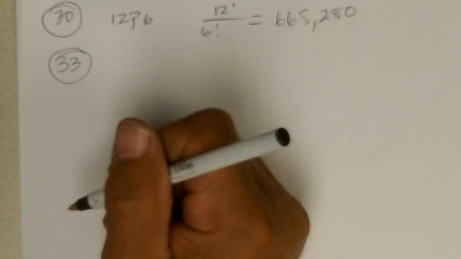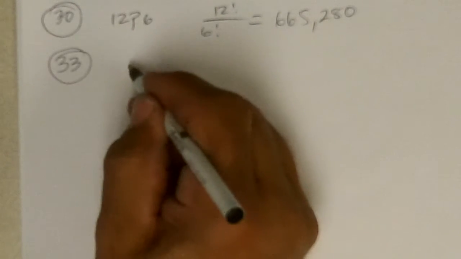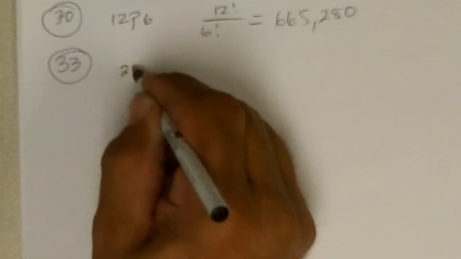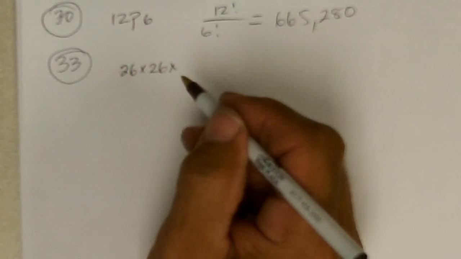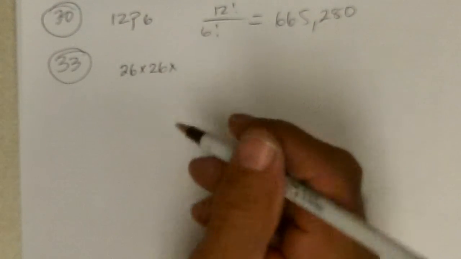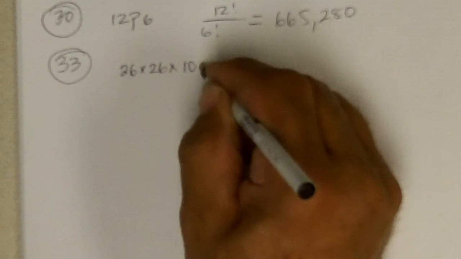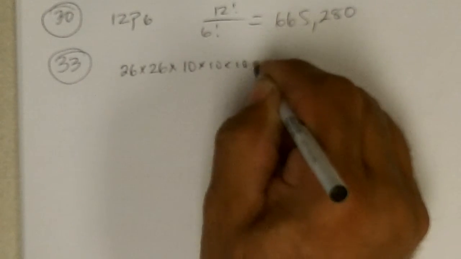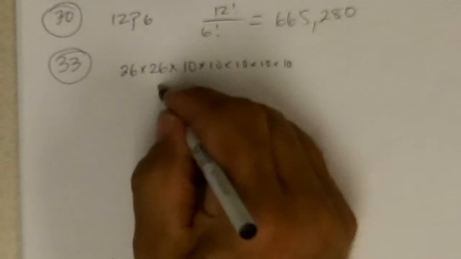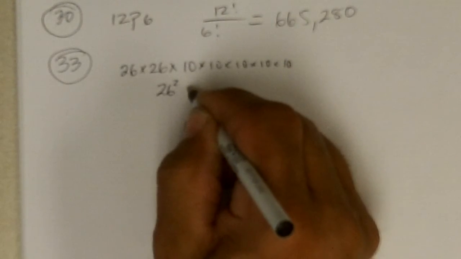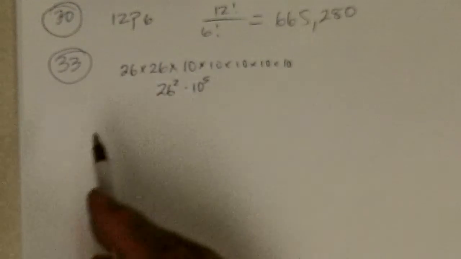33 says, how many license plates can have the form of XXYYYY, where X is a letter? So there's two of them. So 26 times 26 times, and Y is a numeral, 0 to 9, and there's five of them. So 0 to 9 is 10 numerals. Times 10 times 10 times 10 times 10. So, or 26 squared for two letters, times 10 to the fifth for the five numbers. You can work that out.